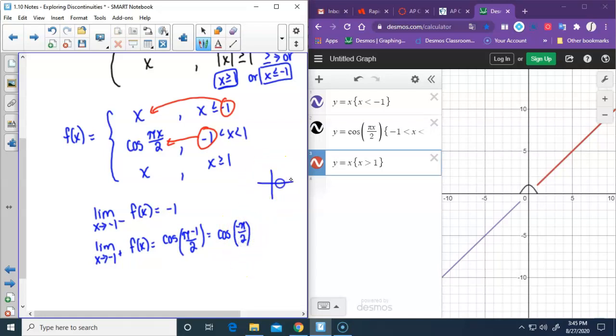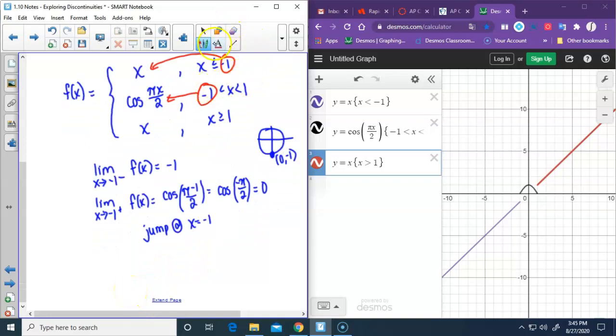If you think of that unit circle, negative pi over 2 is right here. The coordinates of this point are 0, negative 1. Cosine is your x coordinate, so we'd have 0 here. These two do not match, so that tells us we have a jump at x equals negative 1.